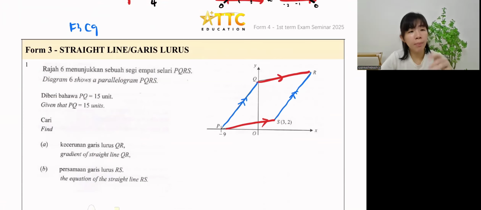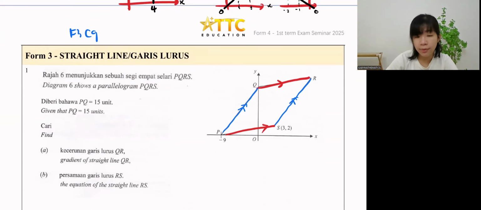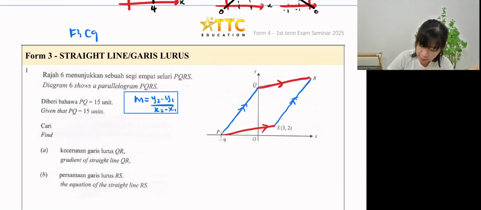When both lines are parallel, what will be the same? When they are parallel, they will not have the same length. The length can be different, one long, one short, it doesn't matter. But when they are parallel, the gradients are the same. Gradient, keturunan. Then how do we find gradient? Gradient is m. To find gradient, we always need 2 points: y2 minus y1 over x2 minus x1.